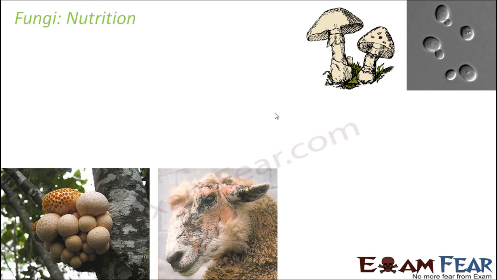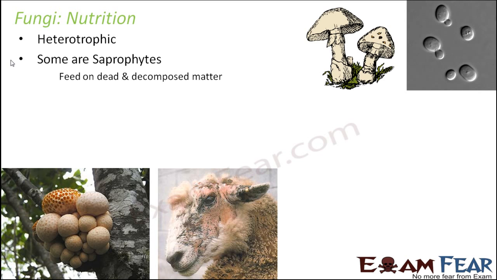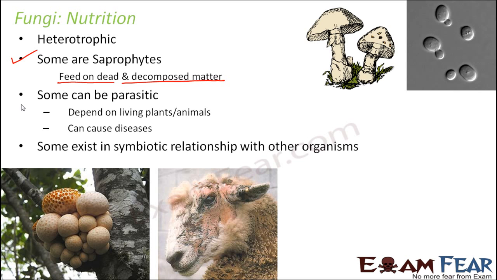Now we will talk about the nutrition. As I said, they have heterotrophic nutrition. They depend on others for their food. Some of them are saprophytes, that is, they feed on dead and decomposed matter. The examples which I mentioned before, the mold on the orange, the fungi which develops on the bread, mushrooms, are all saprophytes. They have a saprophytic mode of nutrition. However, some of them can be parasitic as well. That is, they might depend on other living plants or animals and can even cause disease in them. Some examples are given in this picture. Here this animal is suffering from a fungal disease. Similarly, the plant has developed a fungal disease. So it is capable of causing diseases in plants and animals by living inside the body of that plant or animal.